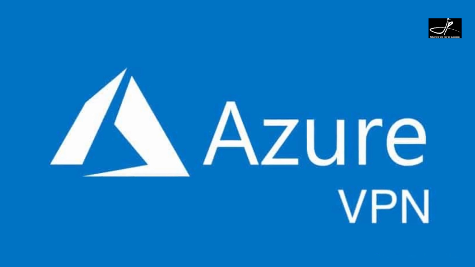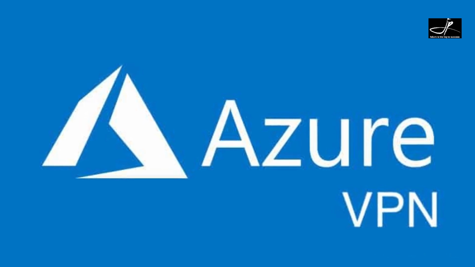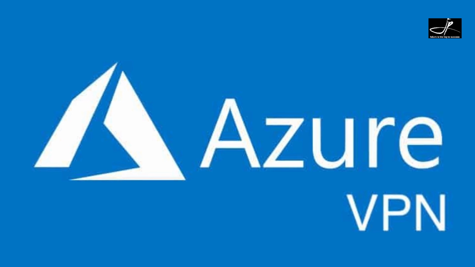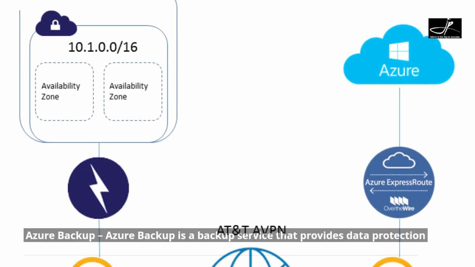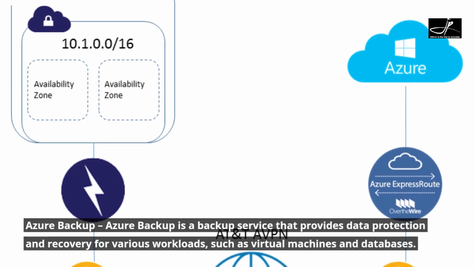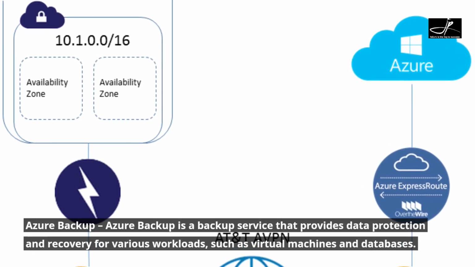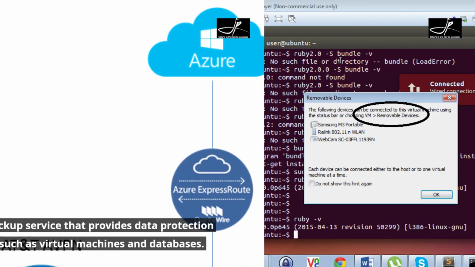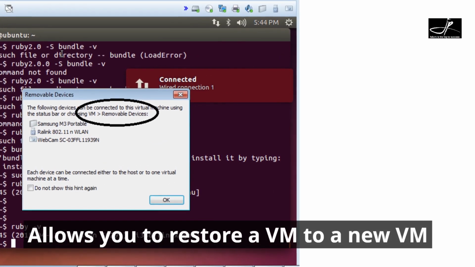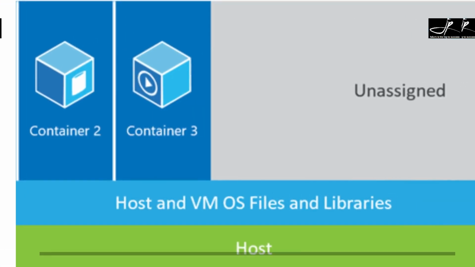Vault registration key. Key used to register a resource with an Azure Recovery Services vault, used for backup and disaster recovery purposes. Azure Backup. Azure Backup is a backup service that provides data protection and recovery for various workloads, such as virtual machines and databases. Allows you to restore a VM to a new VM.